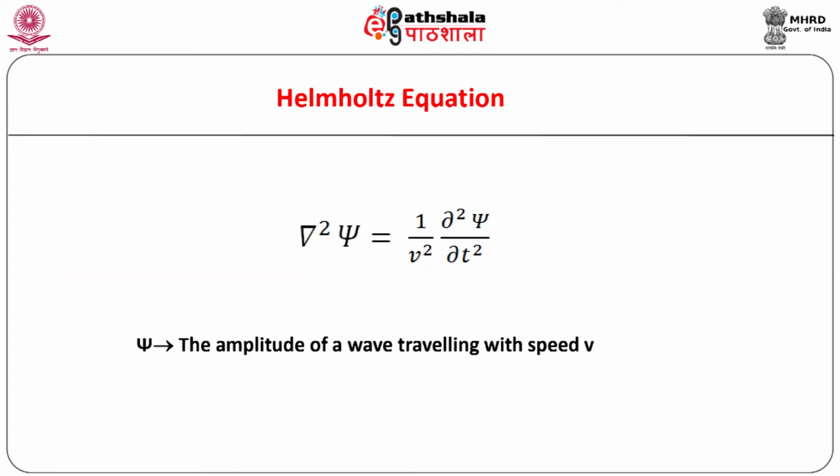In the case of a wave, one has to deal with variation of amplitude with space coordinates and time coordinate. If psi denotes the amplitude of a wave travelling with speed v, then the space and time variations in the wave motion are coupled to each other through the partial differential equation as shown.